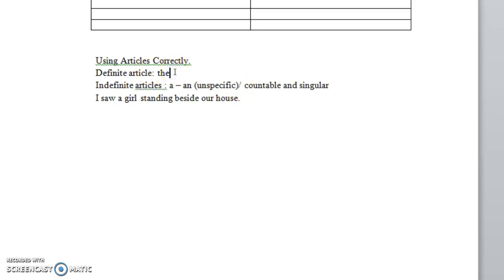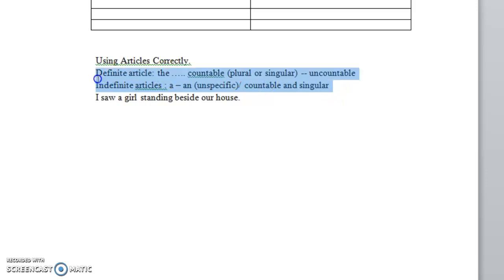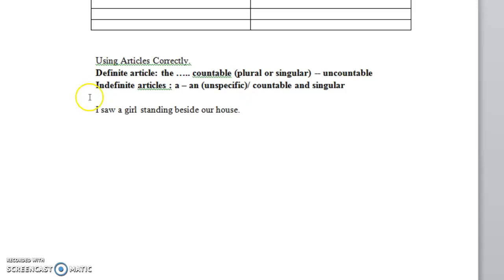Now, the definite article. The definite article can be used with plural. It can be used with countable, plural or singular. And of course, it can be used with uncountable, but it has conditions to be used. So we'll see what. I will talk first of all about countable, which is singular. These are just rules. Okay? Now we'll see examples.